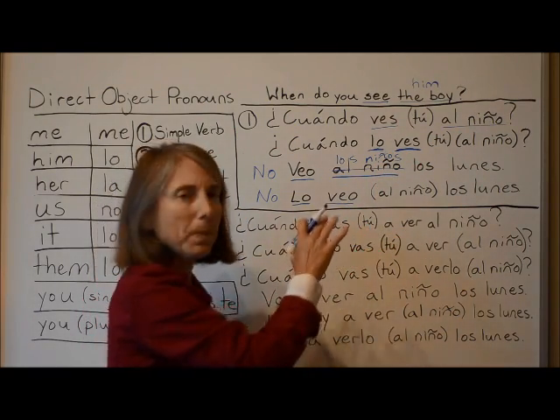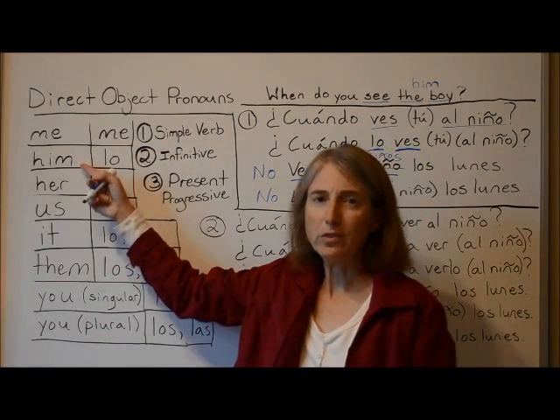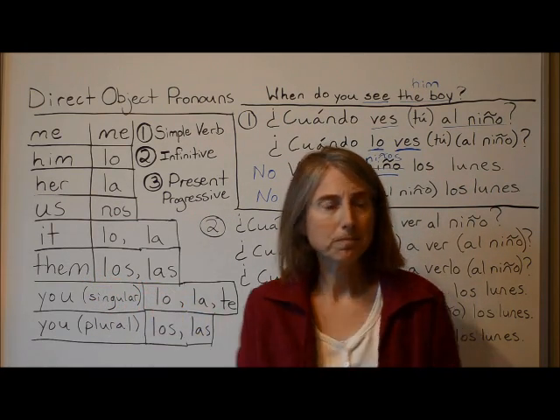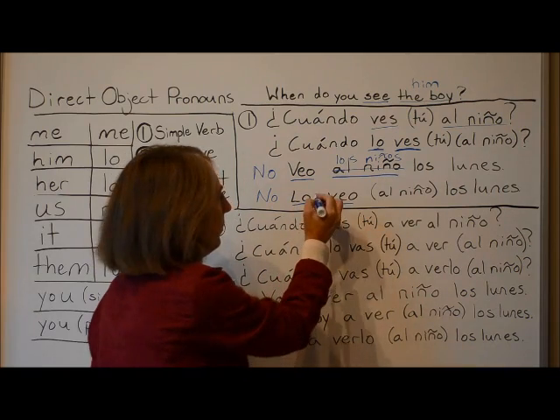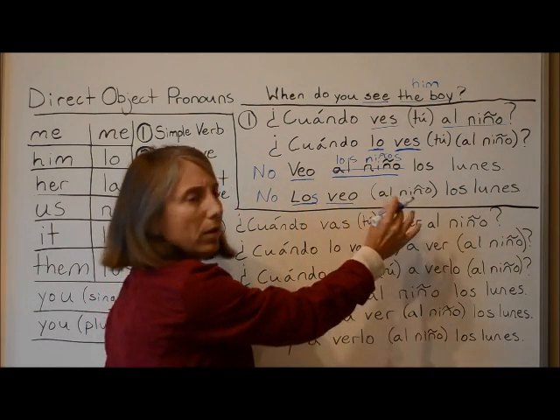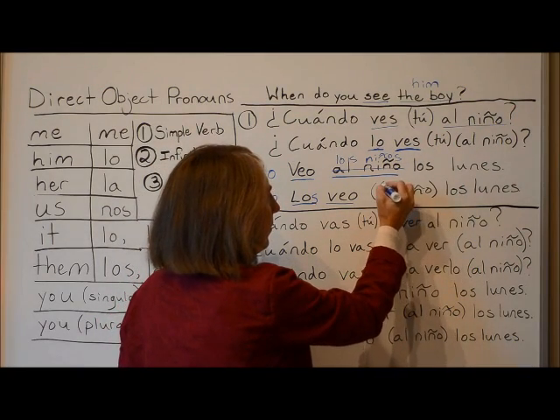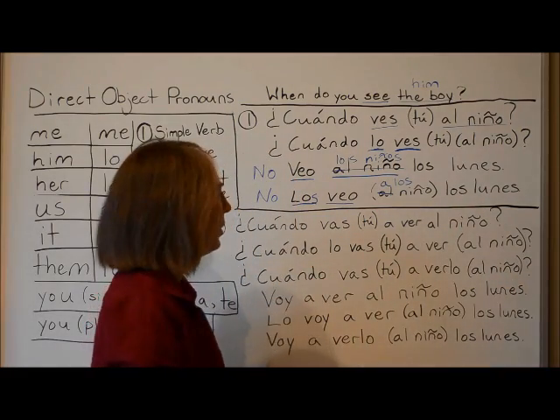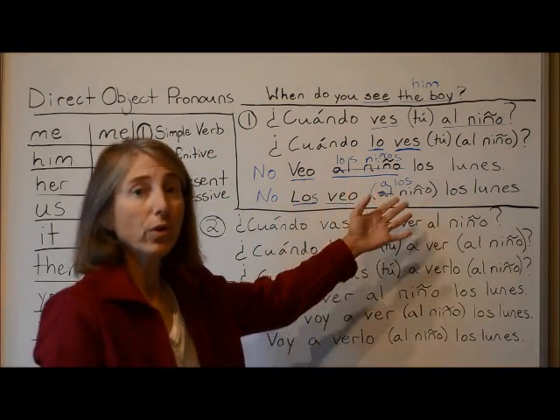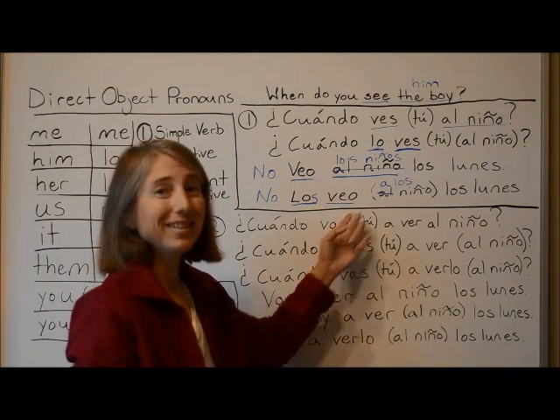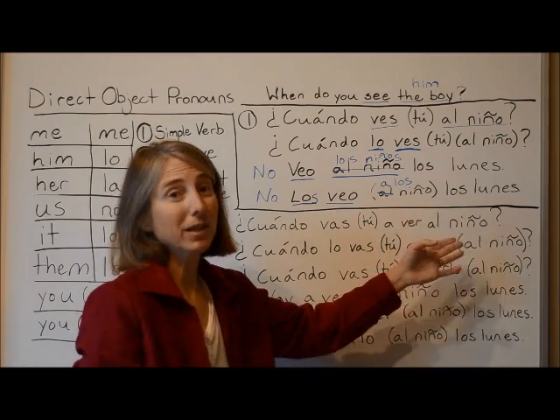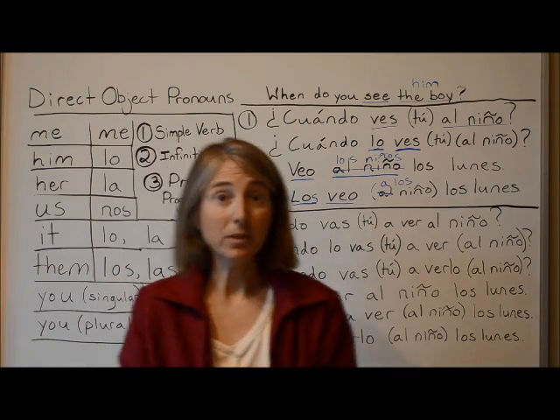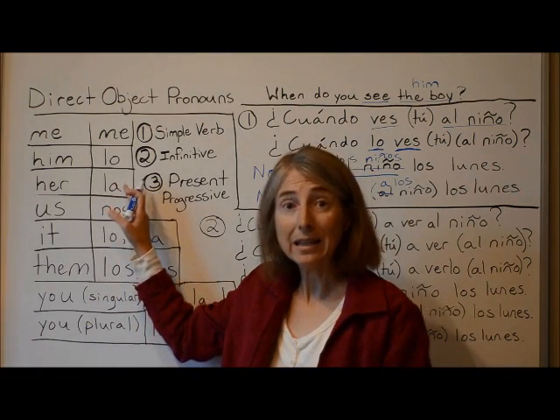We need to pick a different pronoun, don't we? Because we couldn't say him, we'd have to say them. So our direct object pronoun would be los. Los veo. Los veo a los niños los lunes. Okay, so we could say, I see the boys on Mondays. Them, I see the boys on Mondays. Them, I see on Mondays. Los veo los lunes.